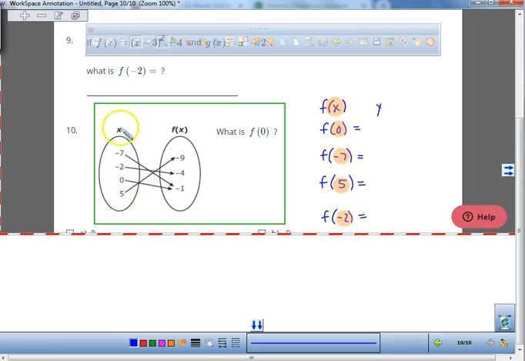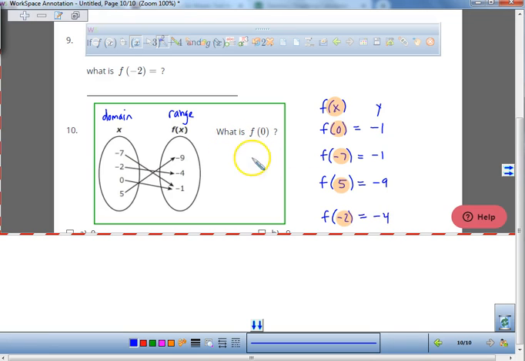So if you make this map right here, this is called a map. Remember, these are your x's, these are your y's. Once again, this is your domain, and this is your range. Okay? So here we go. If I plug in a 0, if that's my input, what's my output? Negative 1. Boom, done. If I plug in a negative 7, what's my output? Same thing. If I plug in a 5, what's my output? Negative 9. If I plug in a negative 2, what's my output? Negative 4.